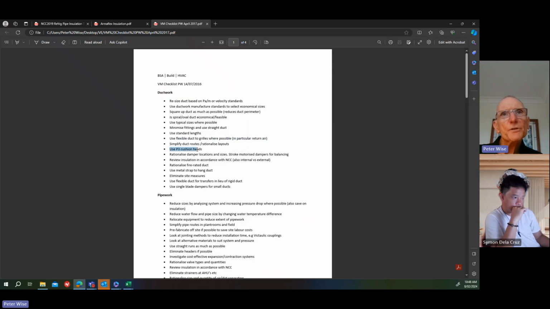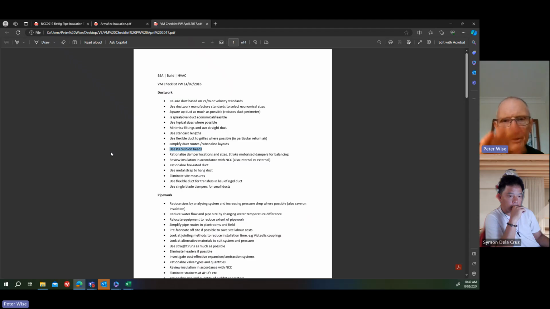I put here, we used to use P3 cushion heads. I don't know whether you're familiar with those. It's a prefabricated panel. Do you know that? No. Okay, well, you have a cushion head on a supply air diffuser. Or you might have it on return or exhaust. P3 is like a prefabricated insulation panel that they cut and make into a box instead of using metal.